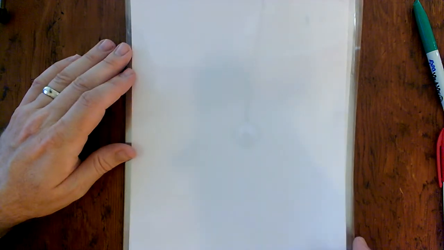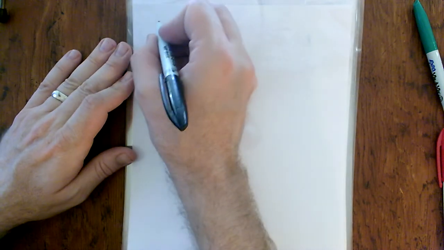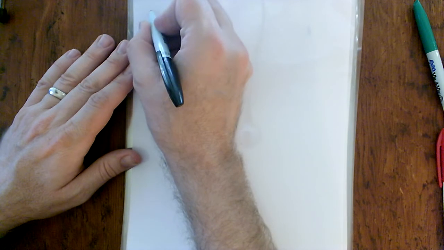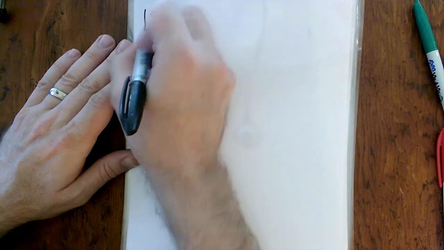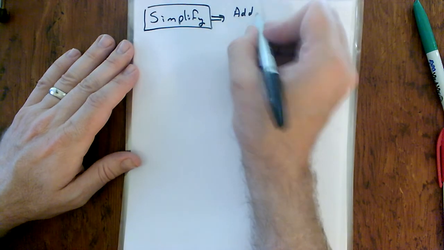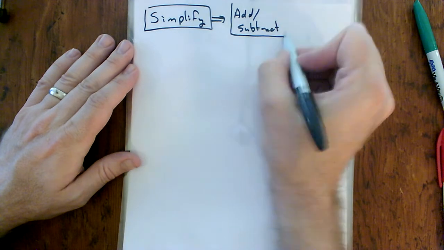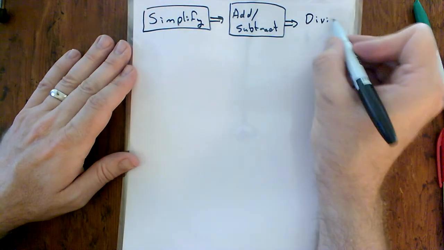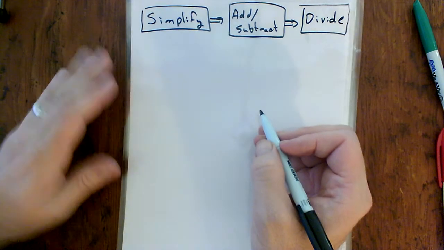Just to give you an idea of that, when you put these things together, you've got three very large steps, and those are usually: simplify each side, then add or subtract, and then last but not least, you're usually going to end up dividing. And you always divide by your coefficient including the sign.